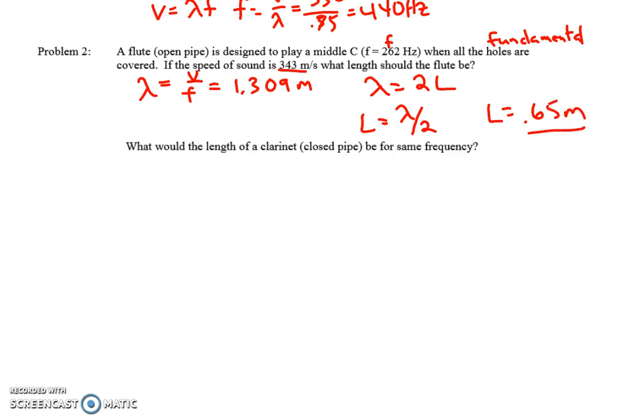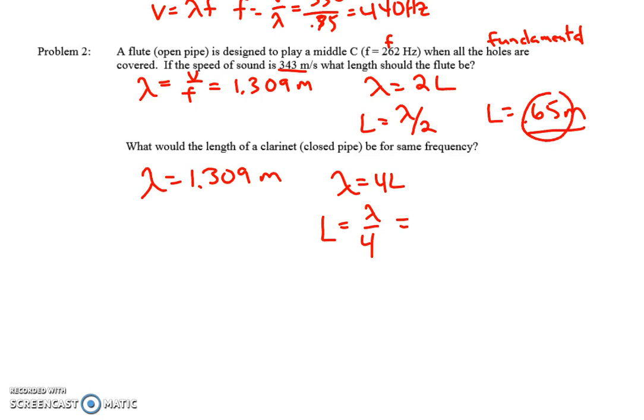There you go. And what would the length of a clarinet be for the same frequency? Okay, so lambda is still going to be 1.309 because we have the same velocity and the same frequency. However, for the fundamental, if we go back up, we saw that lambda is 4L. So the length of a clarinet is going to be lambda over 4 for that particular, and maybe not the whole clarinet, but at least the air column where that's being produced. So that would be essentially half of this, or about 0.32 meters. Okay, so pay close attention to those shapes of those standing waves and understand how we can get wavelengths from them.